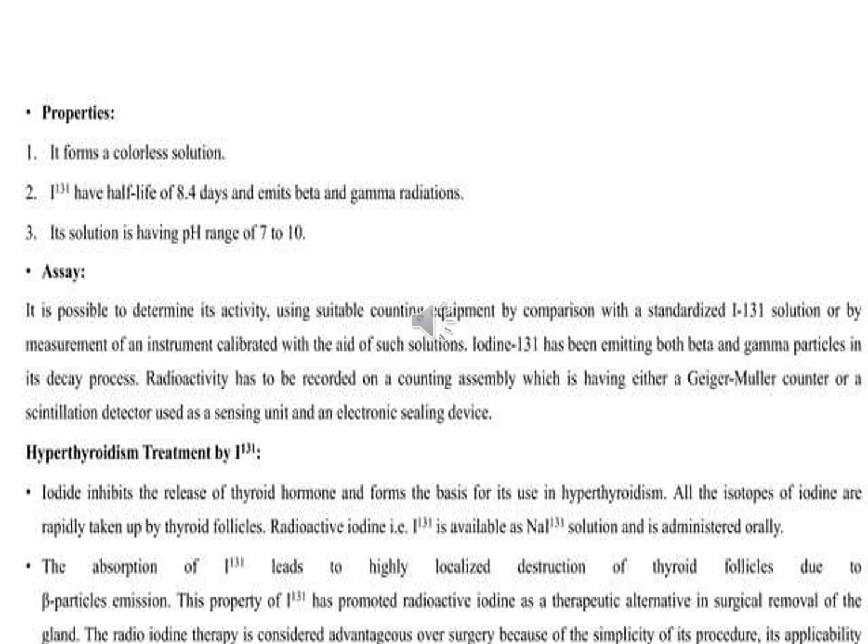Next one is hyperthyroidism treatment by I-131. Iodine inhibits the release of thyroid hormone and forms the basis of its use in hyperthyroidism. All the isotopes of iodine are rapidly taken up by thyroid follicles.